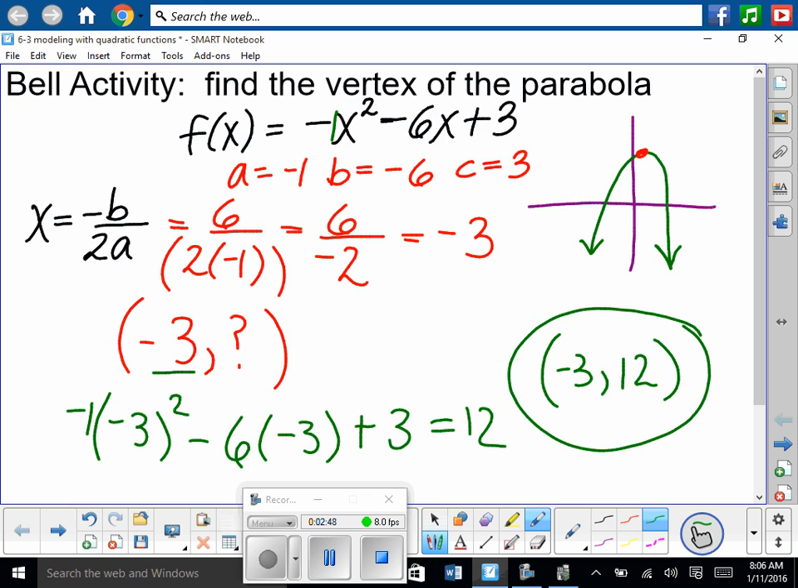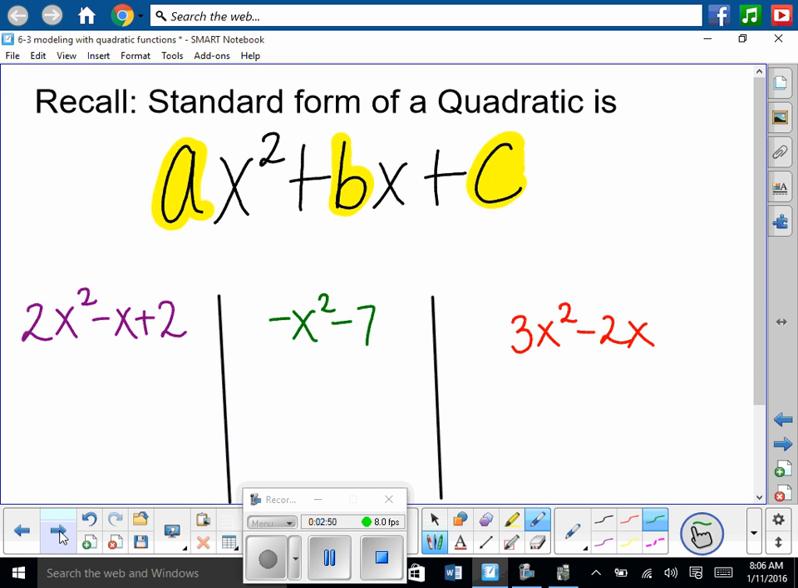Good question. Okay, so what we're learning today is a couple things. Well, first of all, let's talk about this. So we know that the standard form of a quadratic is ax squared plus bx plus c, where a, b, and c are the coefficients in front of the variables. A is always in front of x squared, b is always in front of x, and c is always our constant coefficient. So this is a quadratic in standard form.